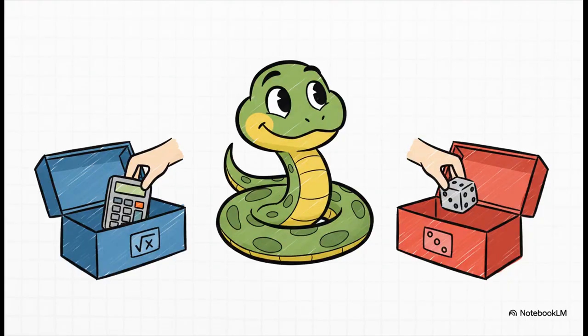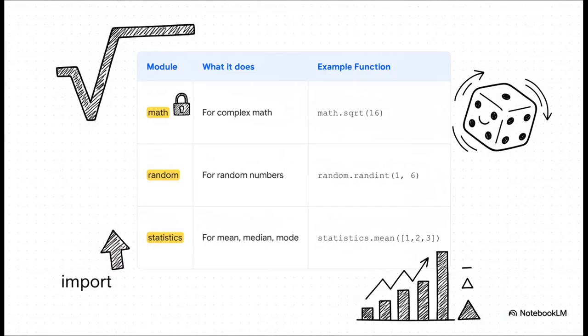Just imagine you have a toolbox at home. When you need a hammer, you take it out. When you need a screwdriver, you take that out. Python's modules are exactly like that. If you need to do some heavy-duty math, you just open the math toolbox. If you want a random number for a game, you open the random toolbox. It's that simple.